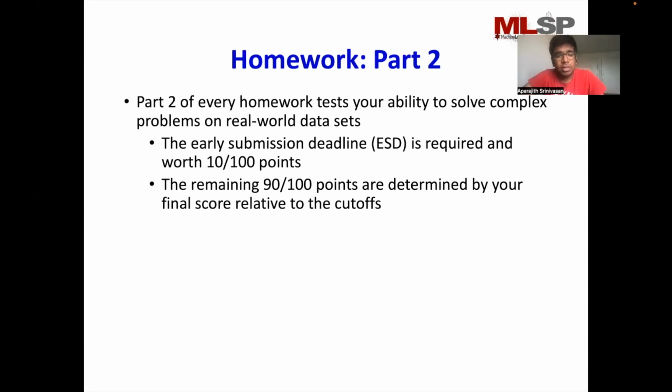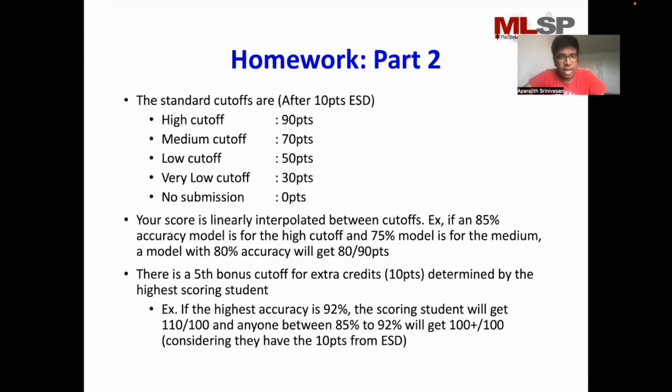And the remaining 90 points are actually determined by your final scores. There are four cutoffs after the early 10-point submission. The first one is the high cutoff, which is 90 points, medium cutoff, 70 points, low cutoff, 50 points, very low cutoff, 30 points, and no submission gives you 0 points. Your score is linearly interpolated between the cutoffs. So, for example, if we said that an 85% accuracy model is for the high cutoff and a 75% accuracy model is for the medium cutoff, if your model gets 80% accuracy on Kaggle, then you will get 80 out of 90 points. So the marks are linearly interpolated.